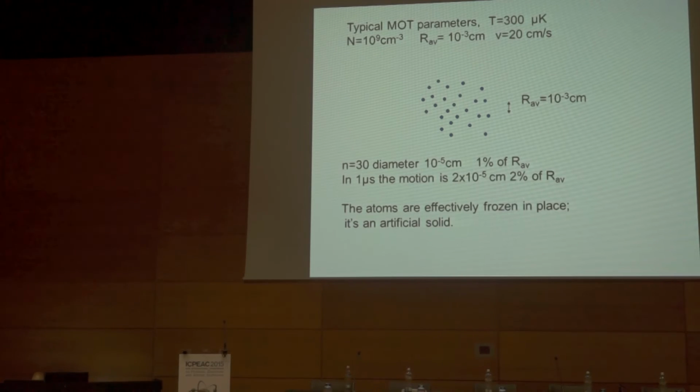So for all practical purposes, if an experiment happens in 1 microsecond, these atoms are essentially frozen in place and are more like a spin glass than anything else. In other words, it's no longer a collision problem. It now has become basically a form of, well, it's not really, but it's almost like condensed matter physics.